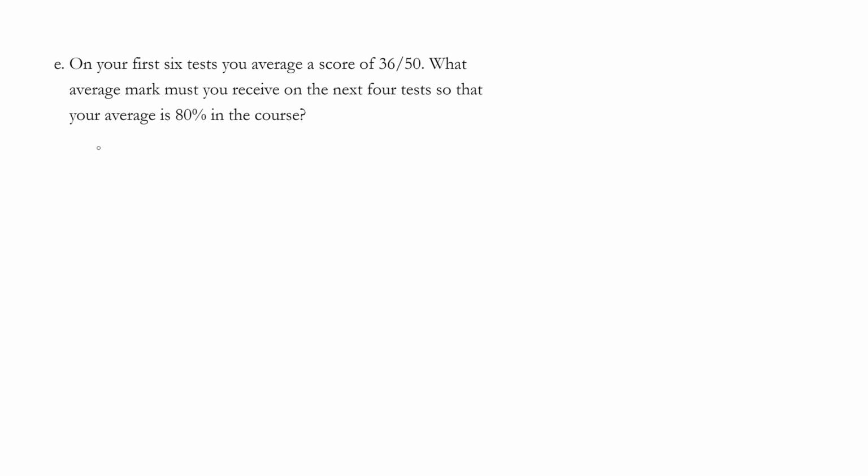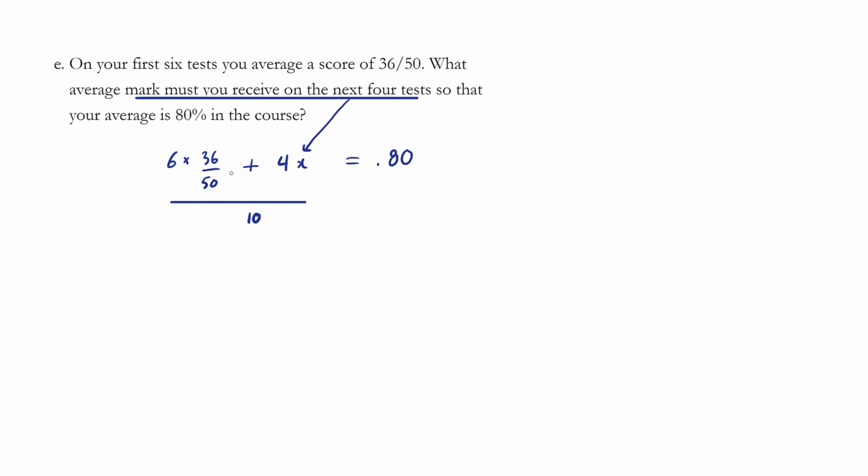So let's try to write an equation. Let x be the average mark you must receive on the next 4 tests. We're not sure what we're going to get. Ideally, we'd get 50 out of 50, which is 100%, but we're not quite sure.